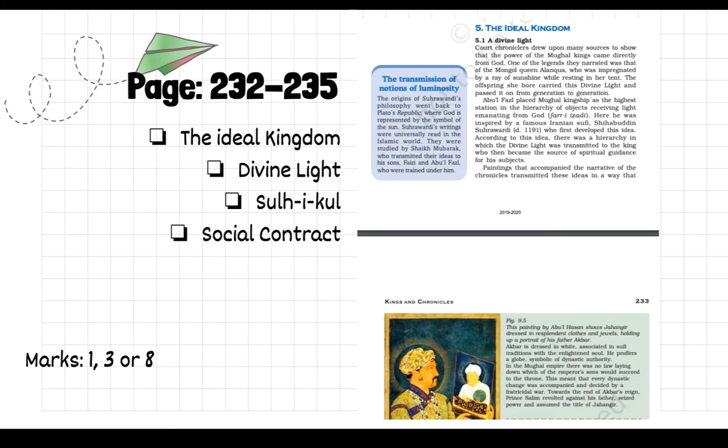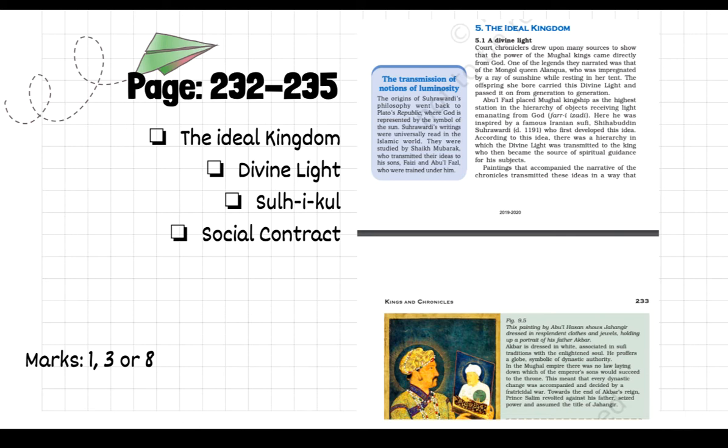Page 232 to 235, you have concepts of the ideal kingdom, because these chronicles were supposed to represent a certain image of the emperor. And then there is a concept of divine light, which Abul Fazl goes on to discuss in great detail, and how that leads to Sulh-e-Kul, which also occurs towards the end of the chapter. So if you get a question on Sulh-e-Kul, you will pick up the concept from here as well as the end of the chapter. And especially the Akbarnama also talks about a social contract.